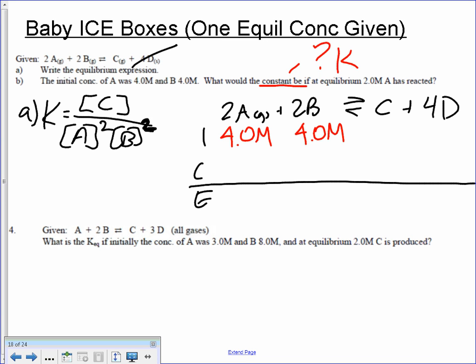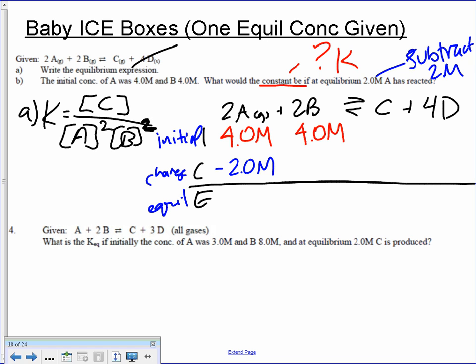So at equilibrium 2 of A has been reacted. Let me remind you, this is initial, this is change, and this is equilibrium. Okay, so if 2 has reacted, that means in the change part, 2 molar of A has been subtracted. So I'm going to subtract 2 molar of A right here.